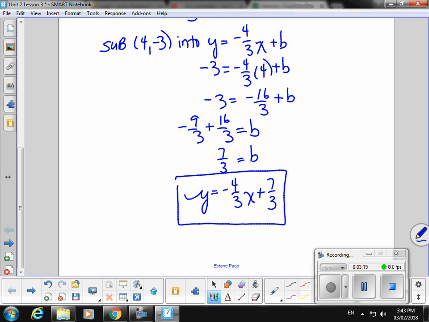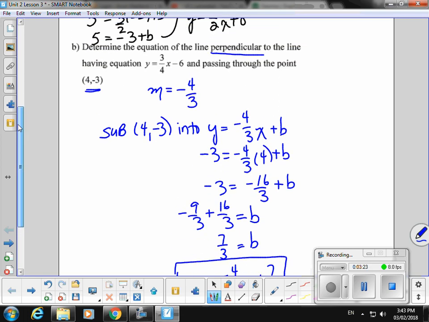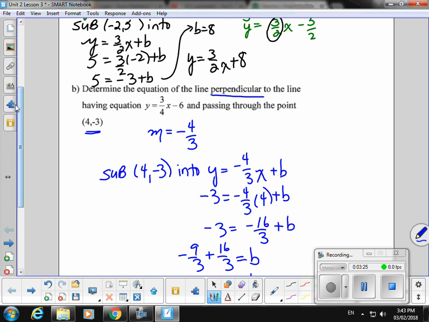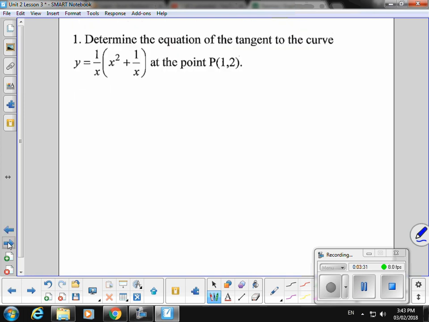Okay, so those are two skills I really need you to file away, that you remember parallel and perpendicular, and that you remember how to determine the equation of a line. Again, not trying to be insulting. Here we go. Ooh, interesting.